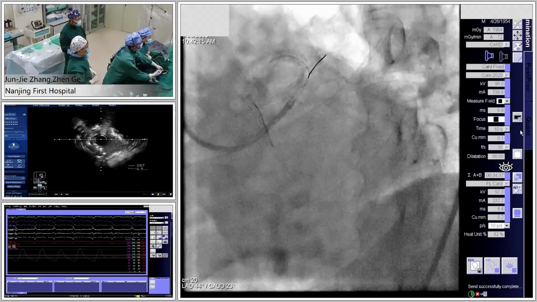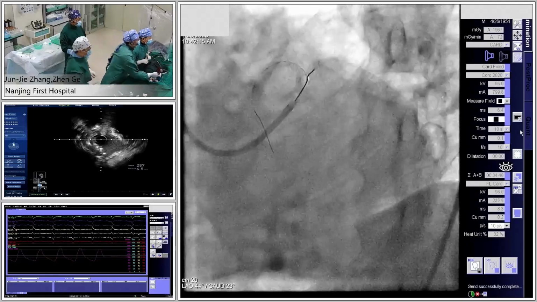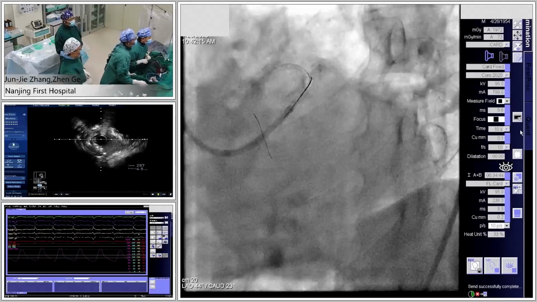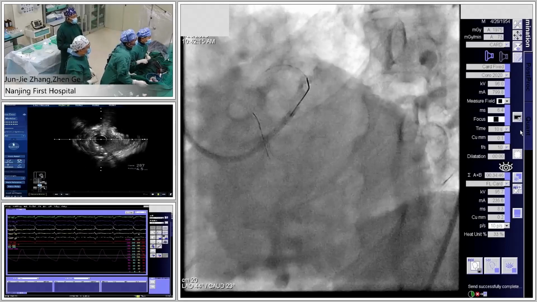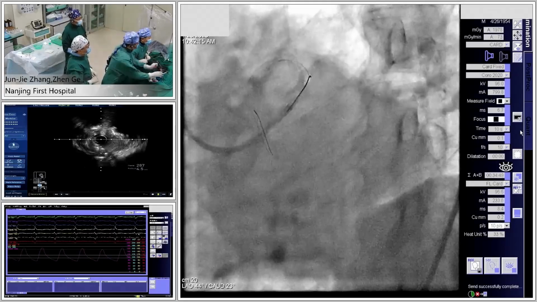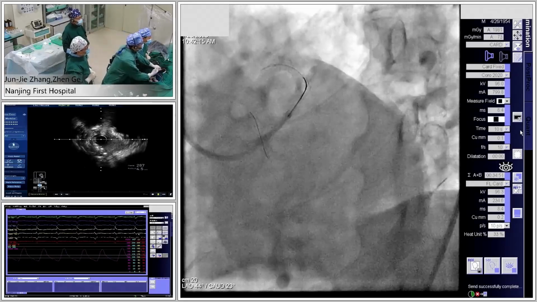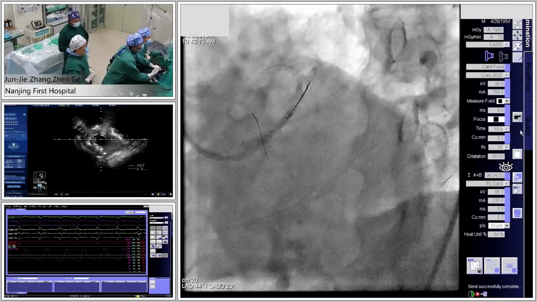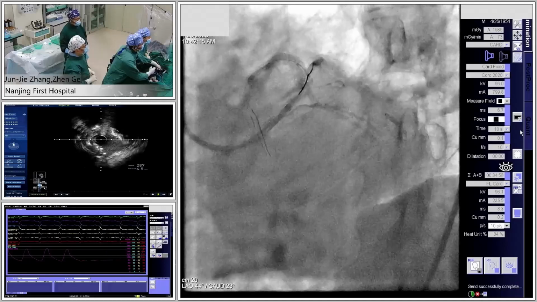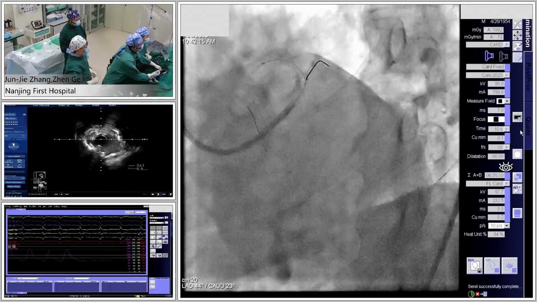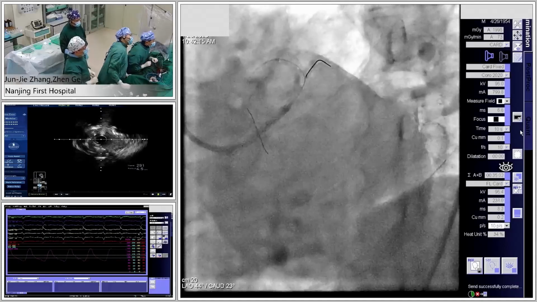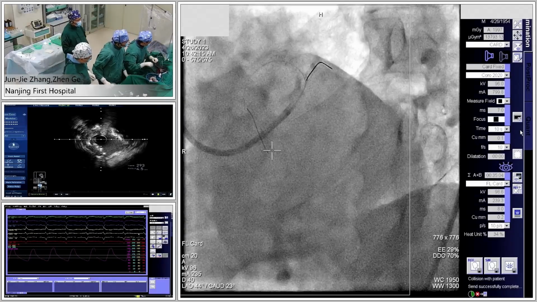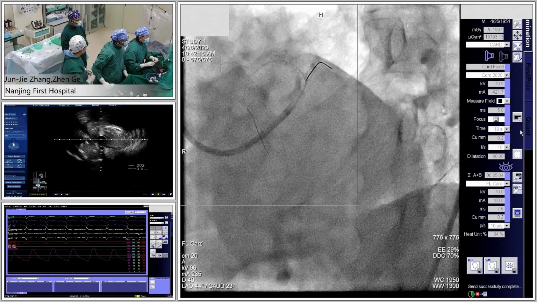Still the same here? What do you think? Yeah, I think so. Probably just this. Maybe a smaller balloon, a 1.5 balloon. Do you feel resistance for the wiring? No resistance? Yeah, it's better than before. Okay, so still use a 2.0 balloon? Yeah, 2.0 balloon.